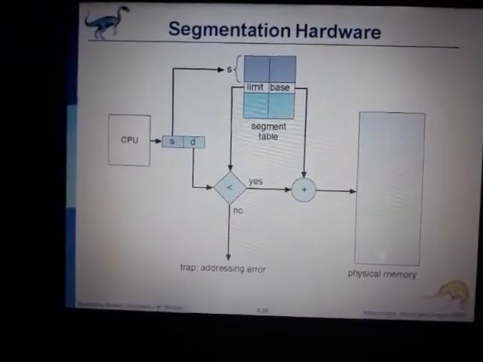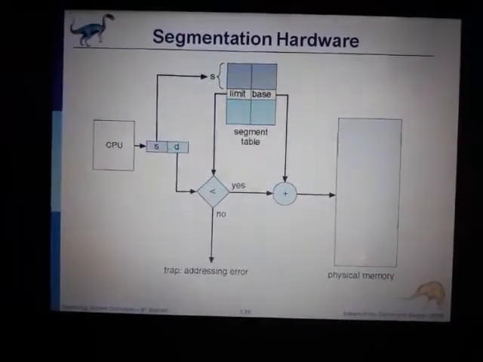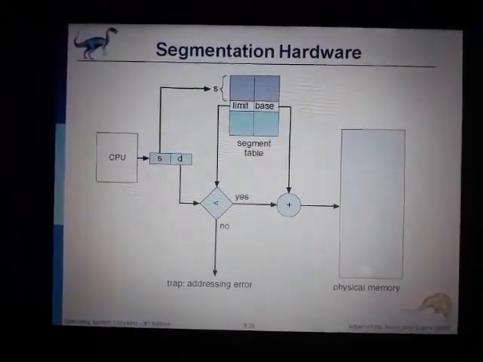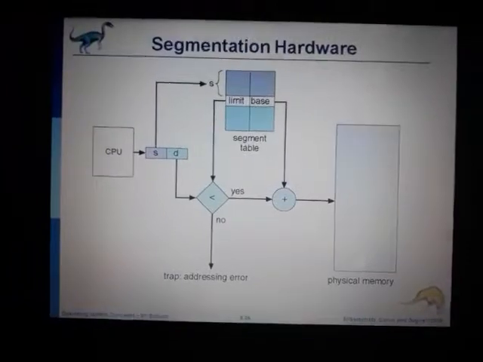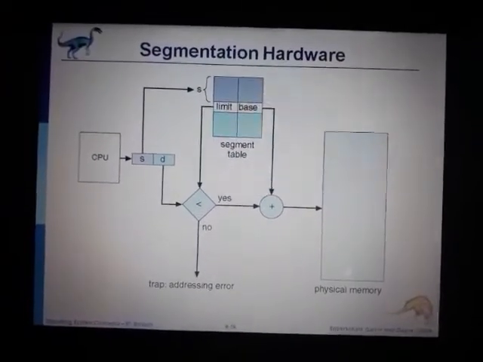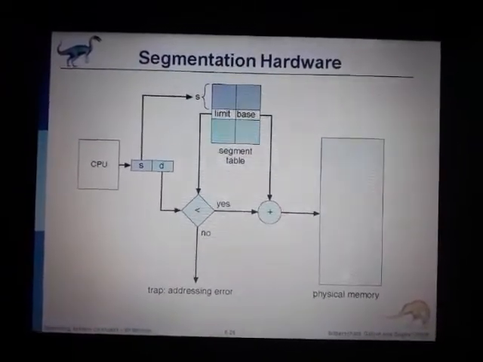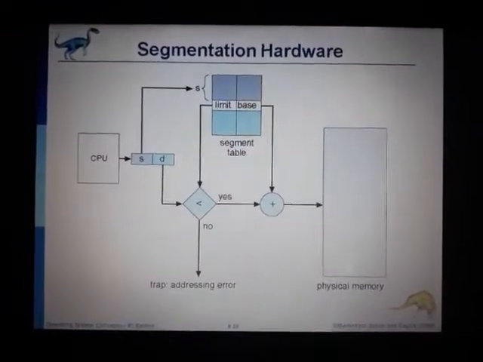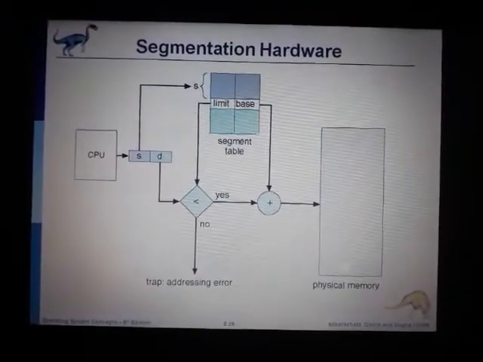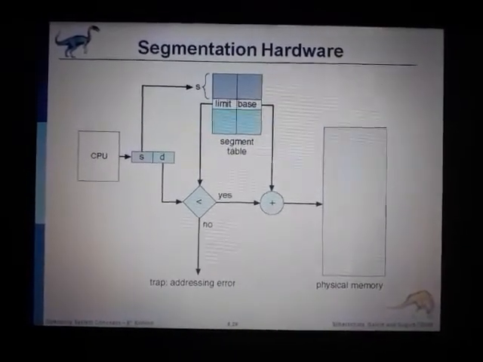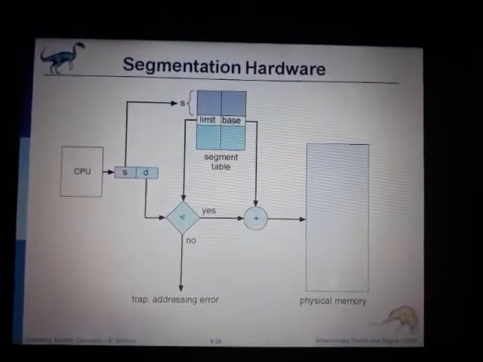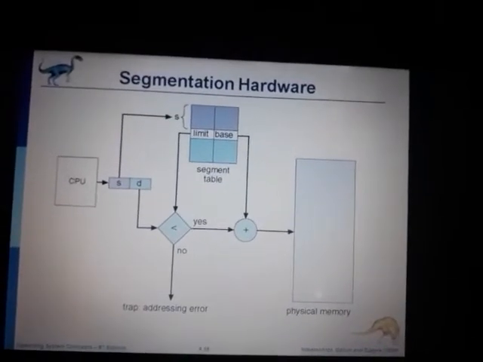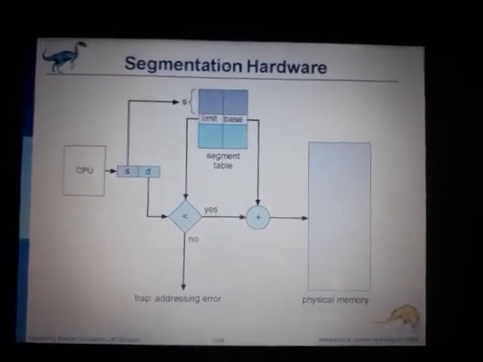This is the diagrammatic representation of the segmentation hardware. The CPU gives S, which is nothing but the segment number, and D, which is the offset address. The segment table consists of two components, limit and base. See the condition here: we have to check whether the offset is less than the limit, with two outcomes, yes and no, in this segmentation hardware.